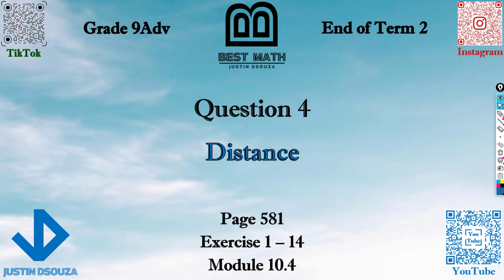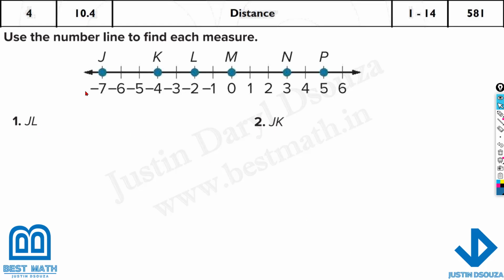In this question, we will find the distance between 2 points. It's from module 10.4. Here we have to find the distance between points given on the number line. They have asked us to find JL. All you need to do is see where's the point J, where's the point L. You can count it out because it's on the electronic part. You can literally count it out. 1, 2, 3, 4, 5. The answer is 5 here.